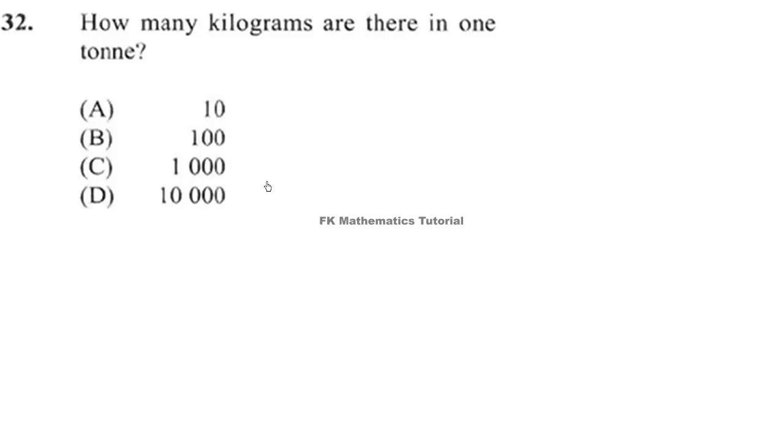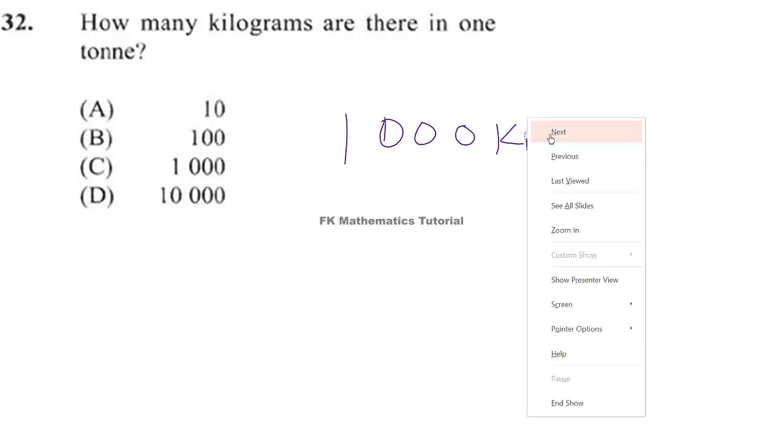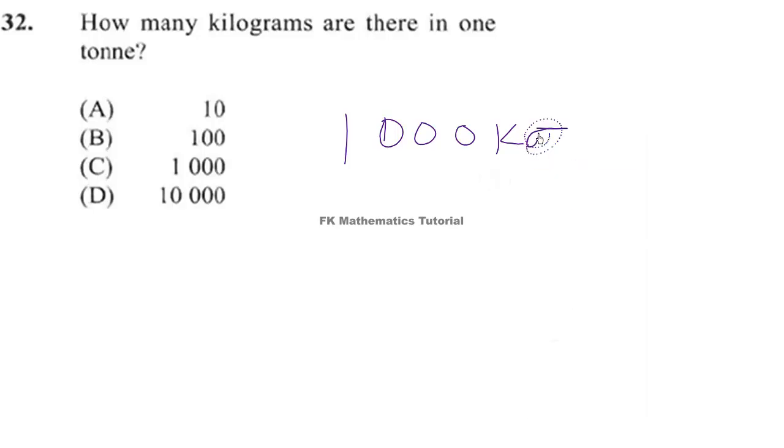How many kilograms are there in 1 ton? So 1000 kilograms. 1000 kilograms is equal to 1 ton. So the correct answer is C.